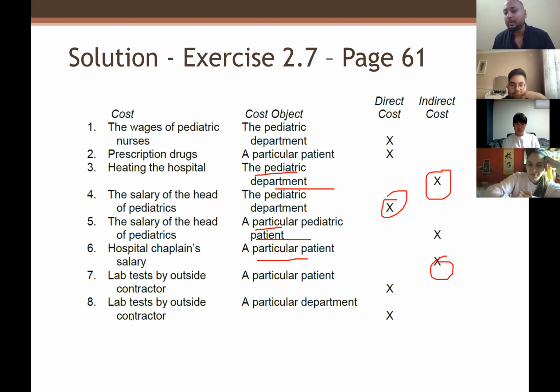Lab test by outside contractor based on particular patient, direct. Lab test by outside contractor, particular department are also direct costs. If some lab tests cannot be done inside the hospital, they are done outside, and it's easy. They can provide a receipt. That's it.